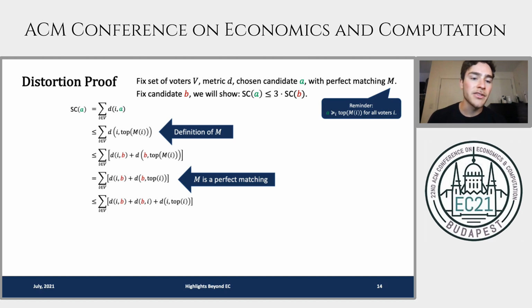Okay, so again, we use the triangle inequality, breaking up the second distance to the distance to I. And this final step is because the distance from I to their top choice has to be at most the distance from I to any other candidate. That's just the definition of being a top choice. And if we rewrite this and combine these due to symmetry, we see this is exactly 3 times the social cost of B. So that's it. That's the entire proof.